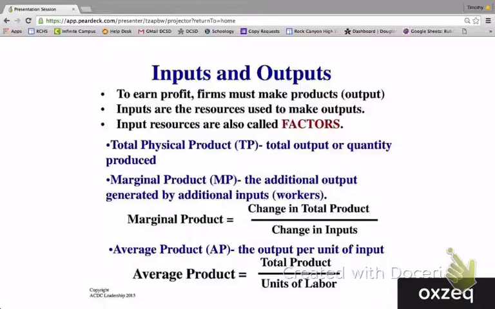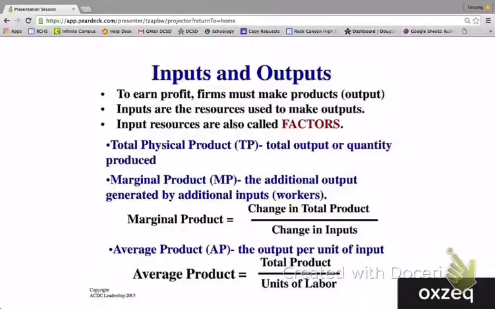And then we have another term called average product, which is the output per unit of input. To get that, we just take the total product and divide it by the number of units of labor, the number of workers that we have, and that gives us the average product that each worker is producing.